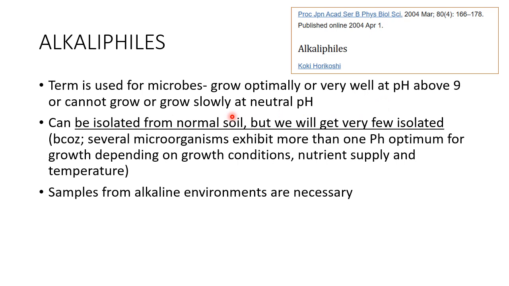Okay, so now these alkaliphiles can be isolated from normal soil, but we get very few isolates when we talk about normal soil because the pH is different, right? Because several microorganisms exhibit more than one pH optimum for growth depending on the growth condition, nutrient supply and temperature. That's the reason why we get very few isolates from our normal soil. Now for this particular practical, it is very important that the sampling that you do is from an alkaline environment. Okay, so let's know more about it.